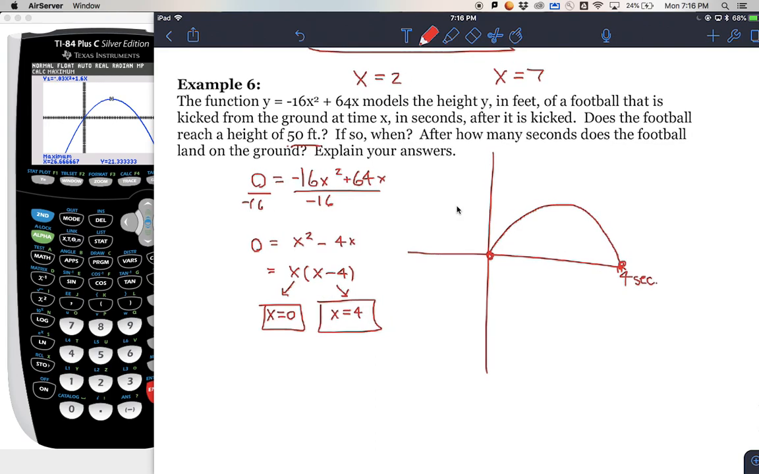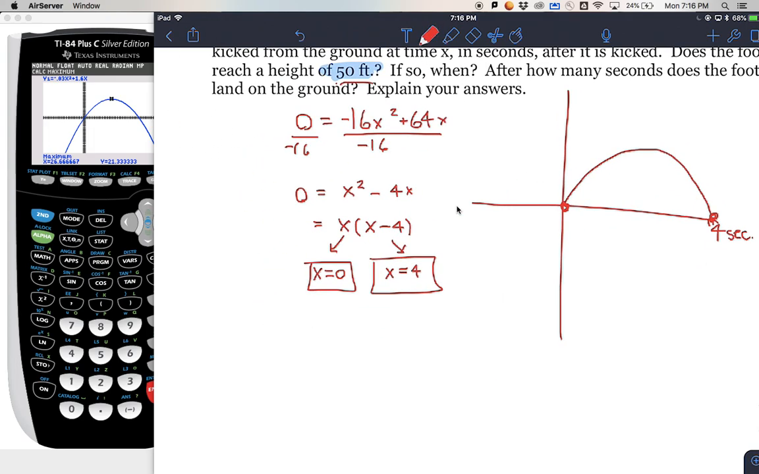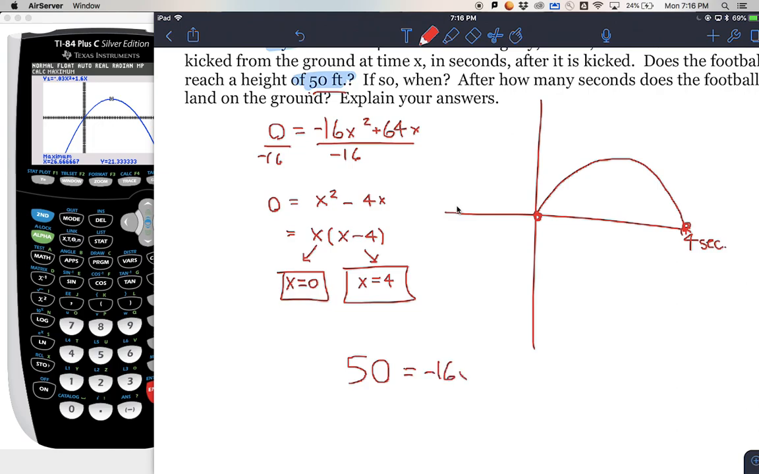Now, as far as how do you figure out if it hits 50? Well, just take that 50 feet and we're going to plug it in for y. This one might be a little bit harder to graph here. So if we go 50 equals negative 16x squared plus 64x, I guess we could move that 50 to the other side and then possibly solve by factoring.